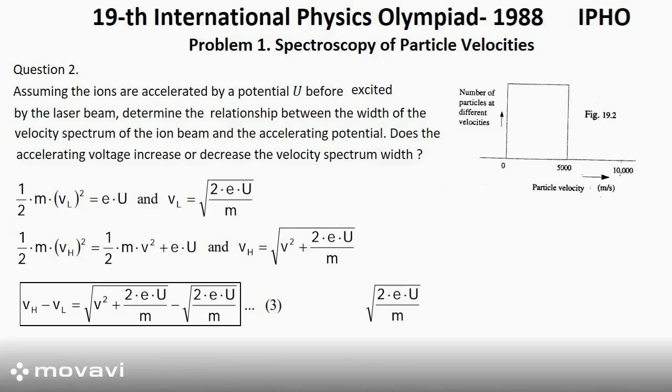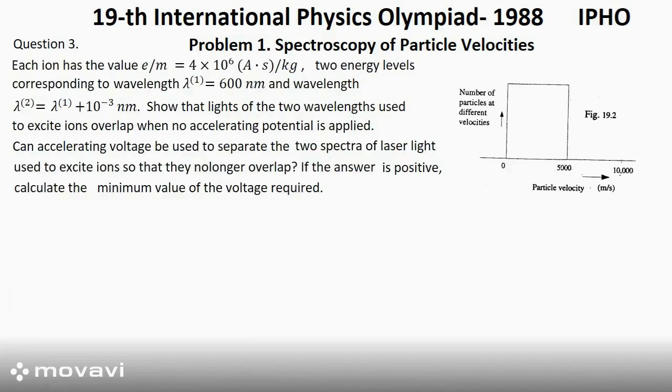In equation 3, if this square root is negligibly small, the change in the width of the spectrum is negligible. By the same token of argument, if this root is large or approaches infinity, the width of the spectrum of the light used in exciting the ions becomes increasingly narrow and approaches 0. That was the solution to question 2.